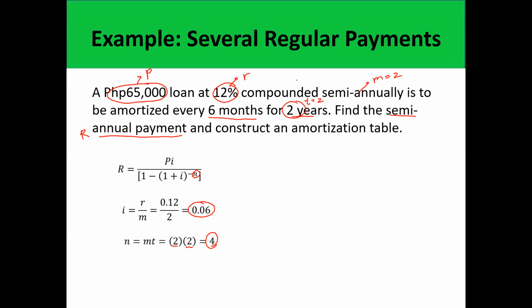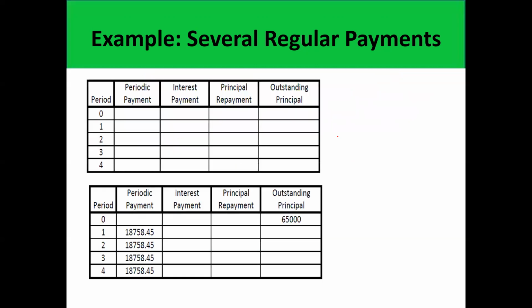So the semi-annual payment here, using this formula and substituting the appropriate values, then we get 18,758.45 as the semi-annual payment or the regular payment. So we shall use this amount whenever we construct the amortization schedule. So how do we construct the amortization schedule?